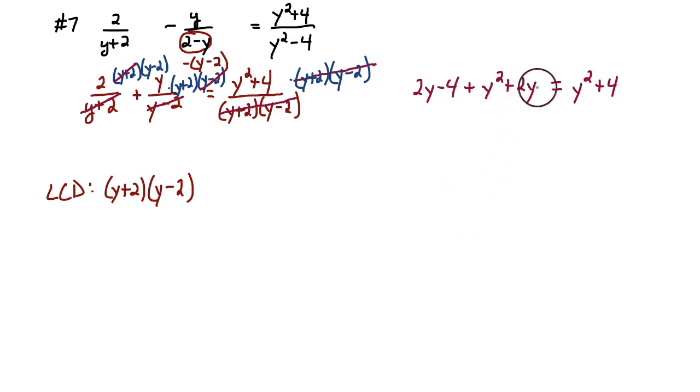Notice how there's a y squared on both sides. So when you subtract y squared, those will cancel each other away. On the left side, we can combine like terms. 2y plus 2y is 4y. At the same time we do that, let's add 4 to the other side, creating 8. Therefore, y equals 2. Now we need to check if that answer actually works.